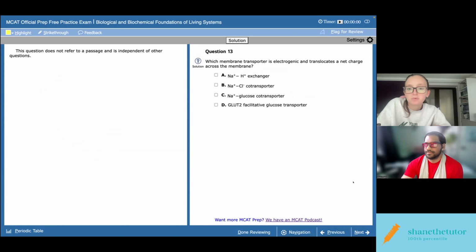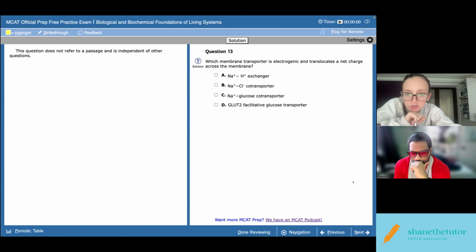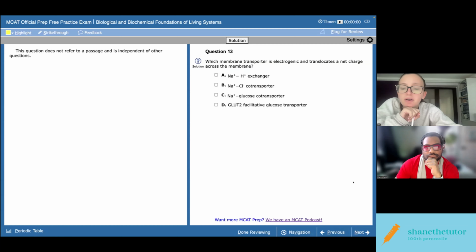Which membrane transporters electrogenic and translocates a net charge? Okay, I know I picked NaCl for this one, but I don't think that necessarily generates a charge, because that's what's supposed to be happening. And then something like A, for example, where there are positives on both sides of it, then the overall thing generates a positive charge. But I don't know, then translocates a net charge across the membrane.